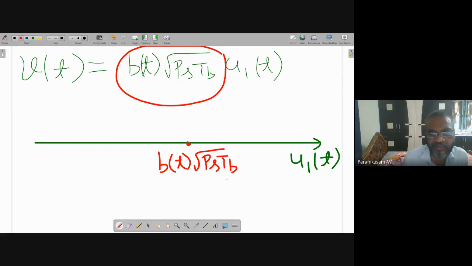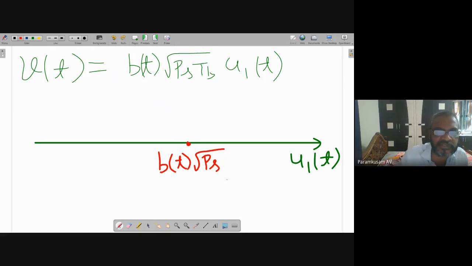The b of t value is equal to +1 or -1 depending upon the logic 1 or logic 0. If b of t is equal to +1, then you will get plus root over ps tb. If b of t is equal to -1, then you will get minus root over ps tb. So according to the b of t value, we have two signals. That two are represented with the 2 points.